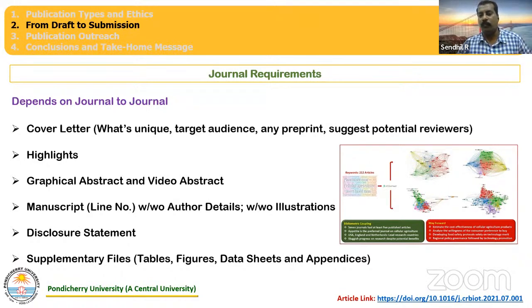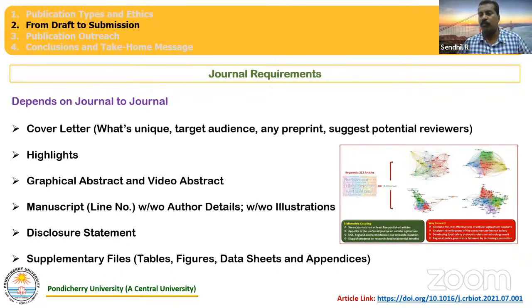Then I used VOSviewer, which is free software used for bibliometric visualization. So the participants can download this software. You have to give an input file to the software. The input file can be downloaded from the Scopus database or Web of Science database. There are different input files, maybe CSV files, or some other files required by the software. Usually I go by the CSV file that we download.